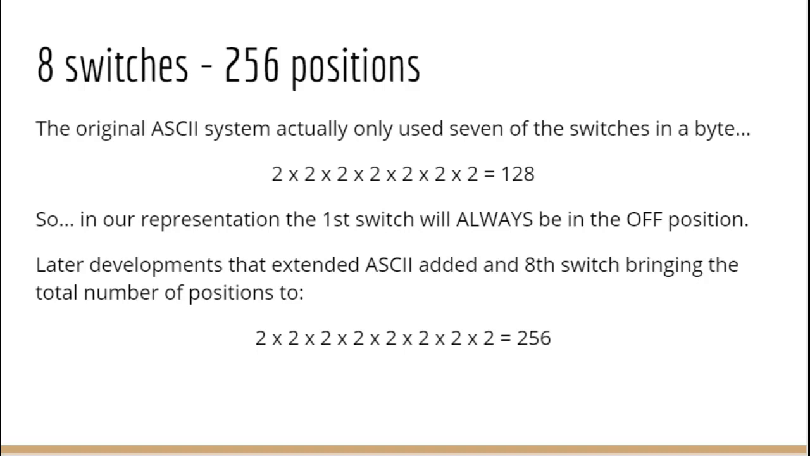So we have 8 switches, so 256 positions. The original ASCII system only used 7 of those switches, which is 128. So in our representation, the first switch will always be in the off or 0 or dark position. So the first switch is not going to be used. So 2 times 2 times 2 times 2 times 2 times 2 times 2, there's 7 of them there, gets me 128. If you use 8 switches, you get 256 possible positions. ASCII later got extended and used all 8 of the switches, but in our original representation, it only used 7 of them. So our first switch is always going to be off or dark.